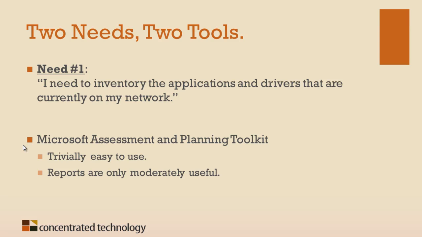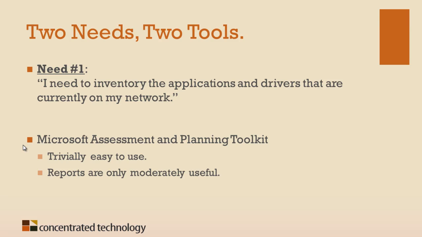When you have a need to inventory the applications, and also the drivers that exist on your network, the Microsoft Assessment and Planning Toolkit can do a pretty reasonable job of searching around your network to figure out where those applications lie. One of the reasons why the MAP is both easy to use and yet its reports are only moderately useful is that the major way the MAP identifies applications is via calls to WMI. So the MAP is easy because you don't have an agent involved.